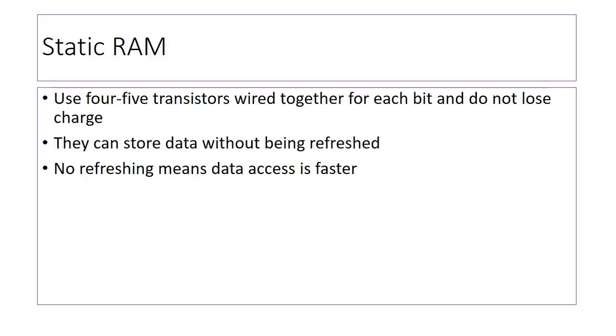They store the data longer without being refreshed, because there's no refreshing. It means data access is faster. If you think about it, if you're trying to read a book, it's easier to read it one page at a time. Once you finish page 1, you can flip over to page 2, to page 3, to page 4. If you're flipping through and the page is changing every few milliseconds, you won't be able to read it. So although dynamic RAM is useful in some places, static RAM is much faster.